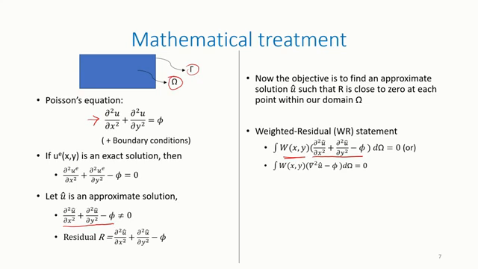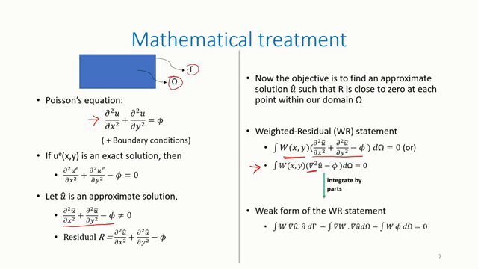In this equation, I am just using the Laplacian operator del square instead of dou square by dou x square plus dou square by dou y square. Then, if we integrate this equation by parts, we get the following equation known as the weak form.